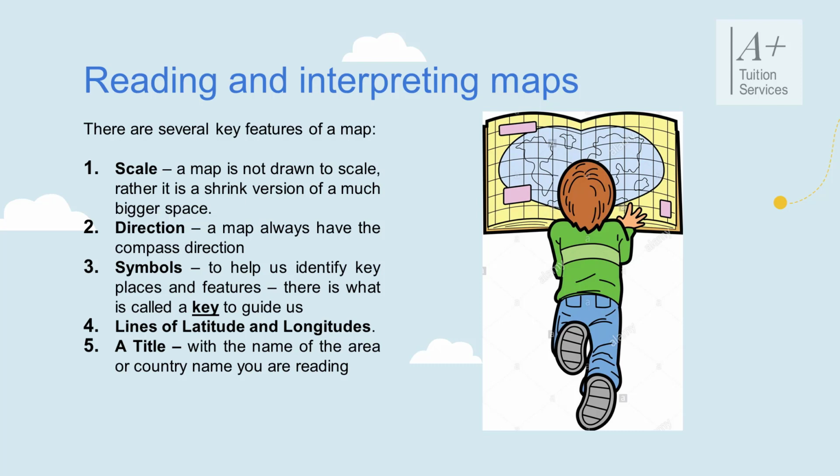A title is also found in the map, and this is important because you won't want to be reading a map and you don't know which country we're talking about, which place we're talking about, etc. So a title is very important when reading a map because it helps the reader to identify the name and the place to which the map is referring to.